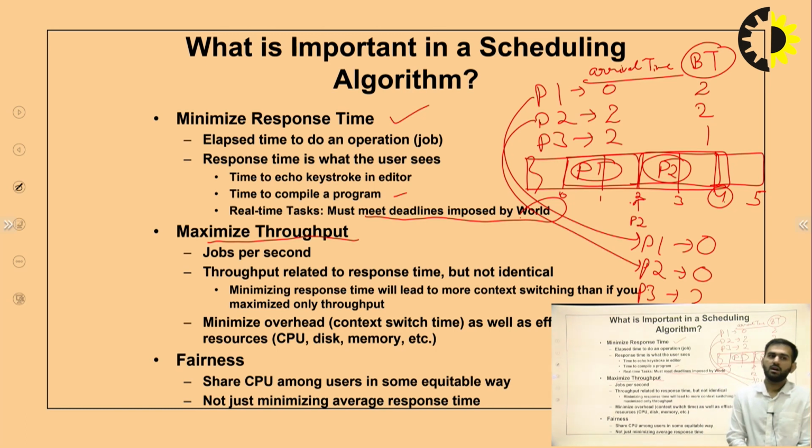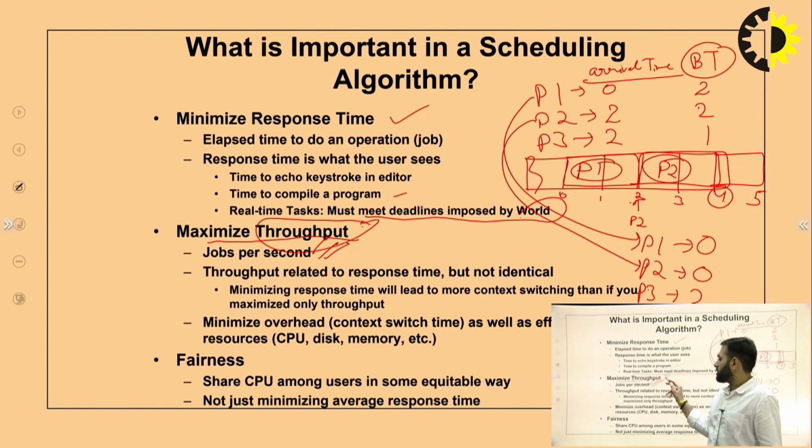Throughput is nothing but jobs per second. How many jobs can we do in a fixed time frame, whether it is a second, a minute, or an hour? How many jobs can be completed in a fixed time frame is the throughput of a job or a system. Throughput is related to response time, but they are not identical.